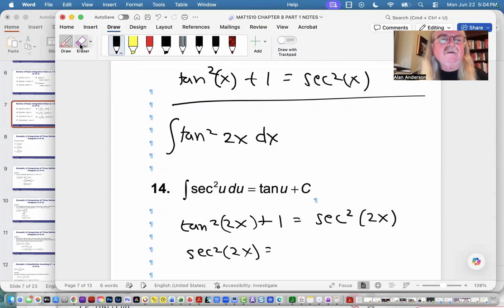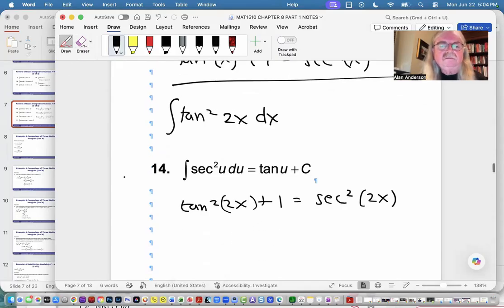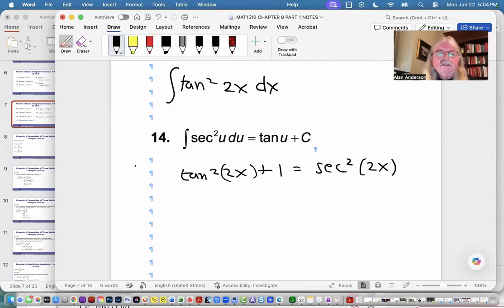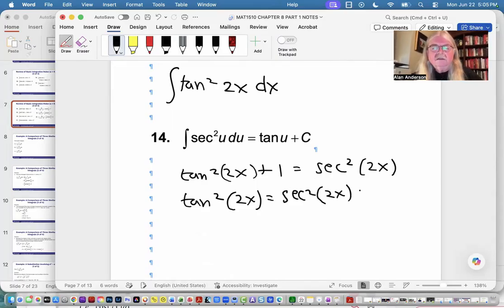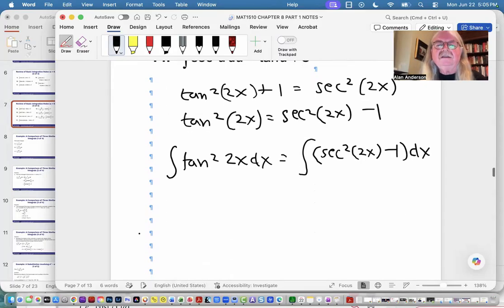oh, sorry. No, that's not what I meant to do. The tangent squared could be rewritten as something much more convenient. And that's going to get plugged in up here. So in other words, we can replace this with, oh, now we're getting somewhere. Look at that.